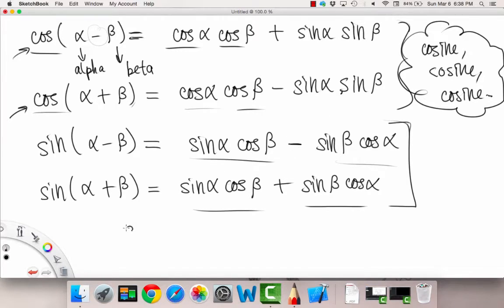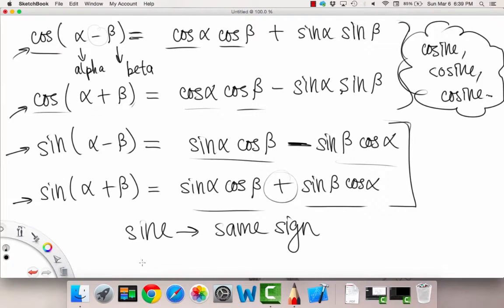And with the sine ones, you can think same sign, right? Because we see for the top one here, for the difference between two angles, then we have a difference also between the two terms on the other side. And for the addition, or the sum of two angles, then we have an addition sign in between here. Okay? So we have that same sign going on. Alrighty? So it just takes practice.